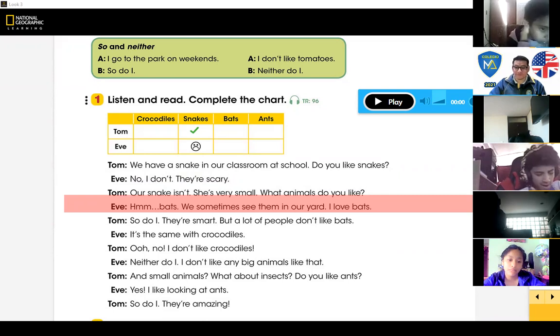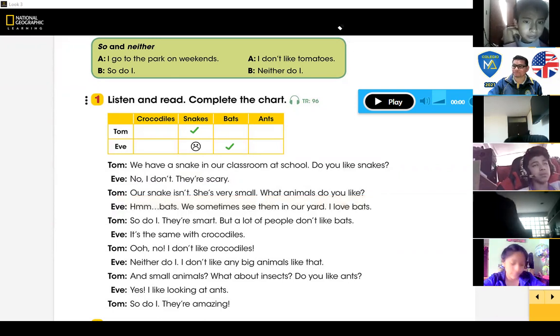Does Eve like bats? Yes, he does, or no, he doesn't? Yes, he does. He likes bats. And what about Tom? Does Tom like bats? Yes or no? No.